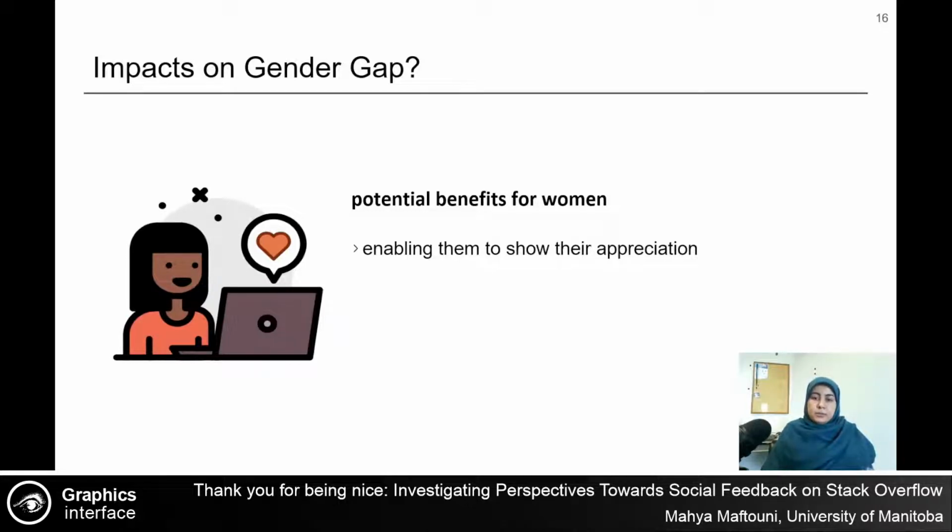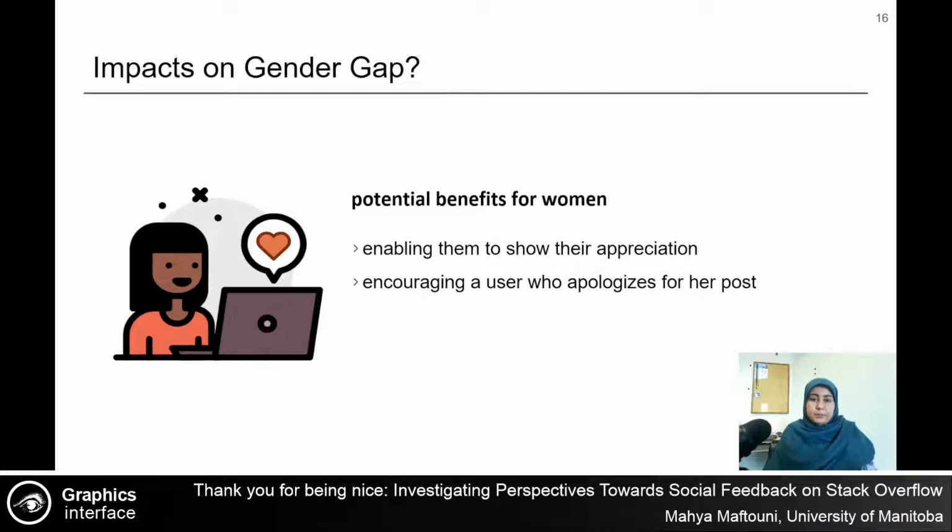And also, one of the use cases for the support feature was to encourage users who apologize for their post. And recent analysis of Stack Overflow data showed that women post more apologetic content on Stack Overflow. So by using this feature to encourage users who apologize, we can embrace women and encourage them to engage with the community.